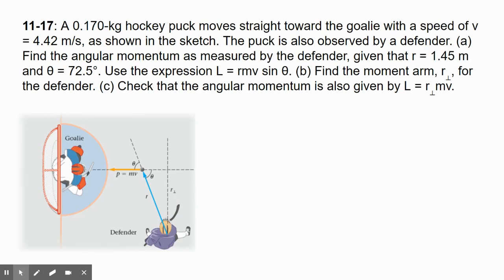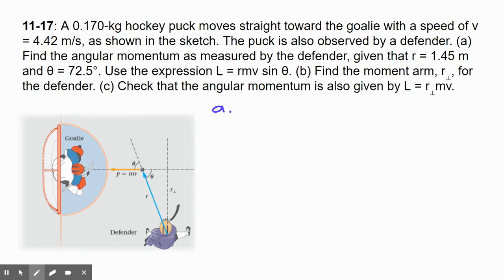Moving on to this next problem. We are looking at a goalie and a defender in a game of hockey. And here we're given a nice image, a nice picture of what's happening right here. We're given quite a bit of information, and we're told which expression to use. So we are going to find the angular momentum in part A. In part B, we're going to find the moment arm for the defender. And in C, we're going to check that the angular momentum can also be given by this equation that we see here. All right, let's get started with part A.